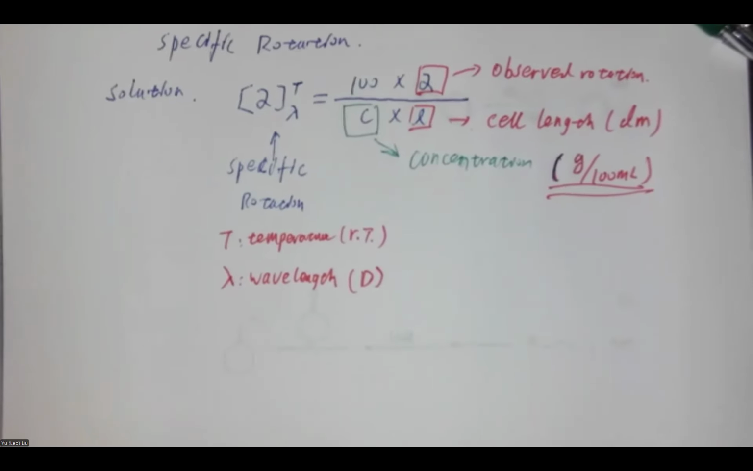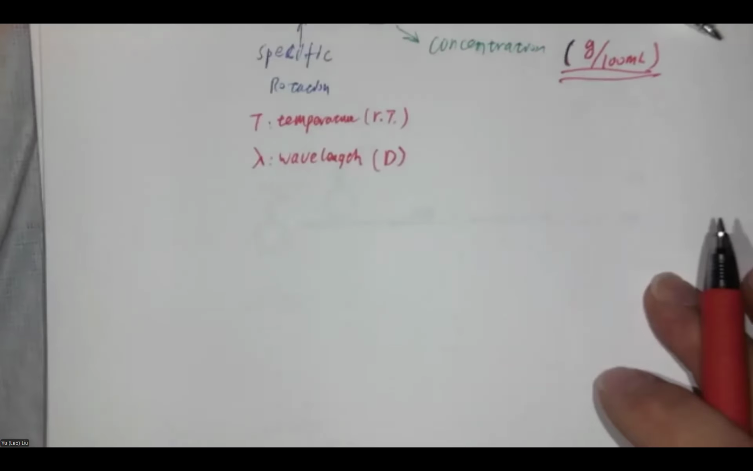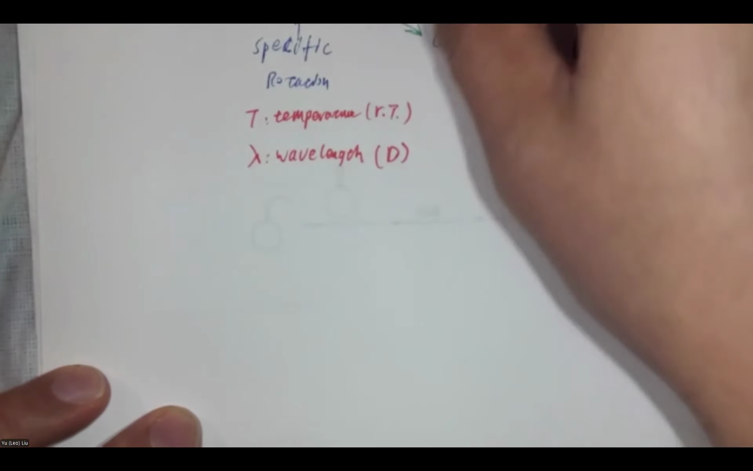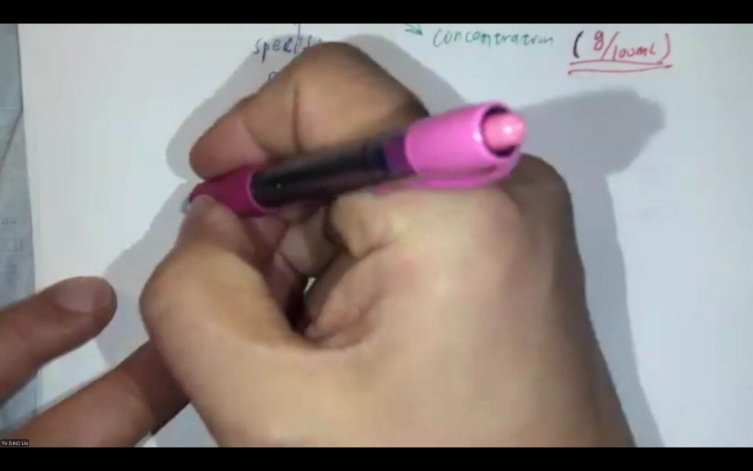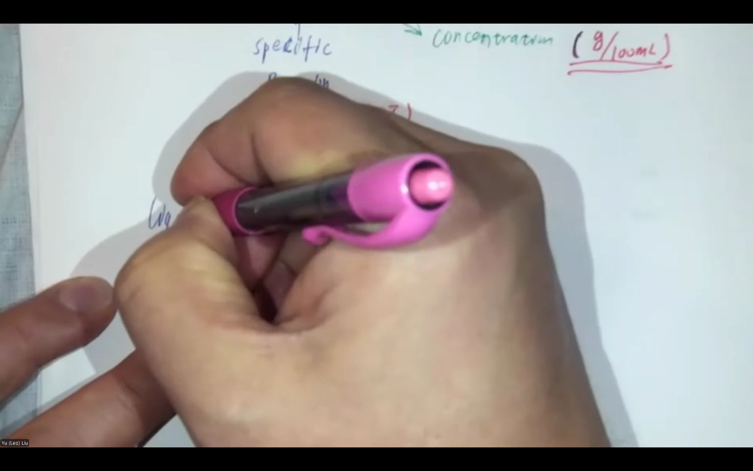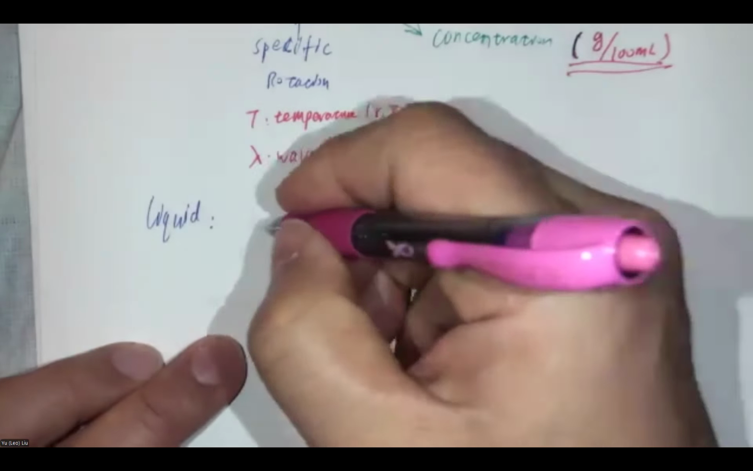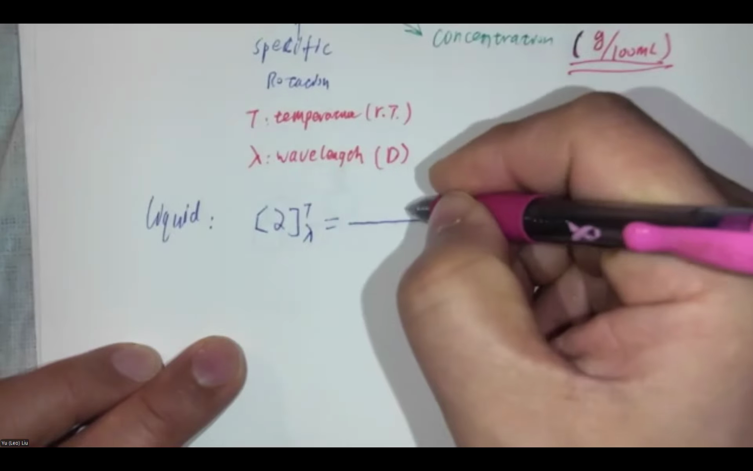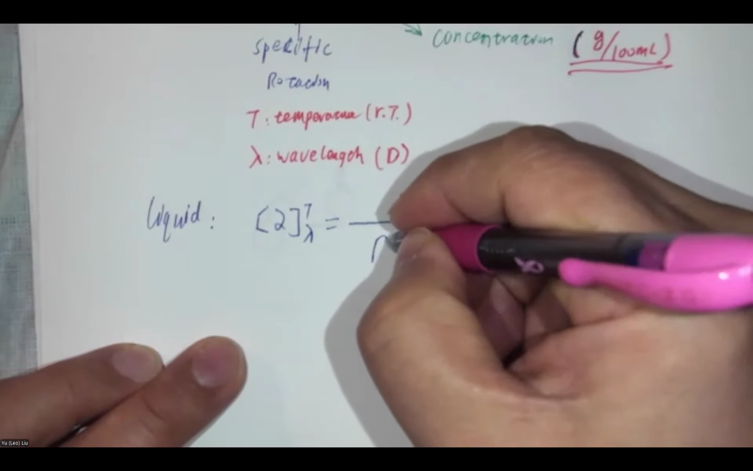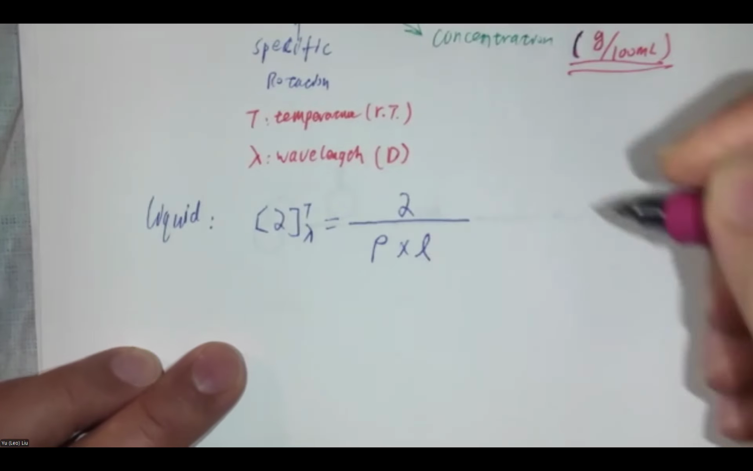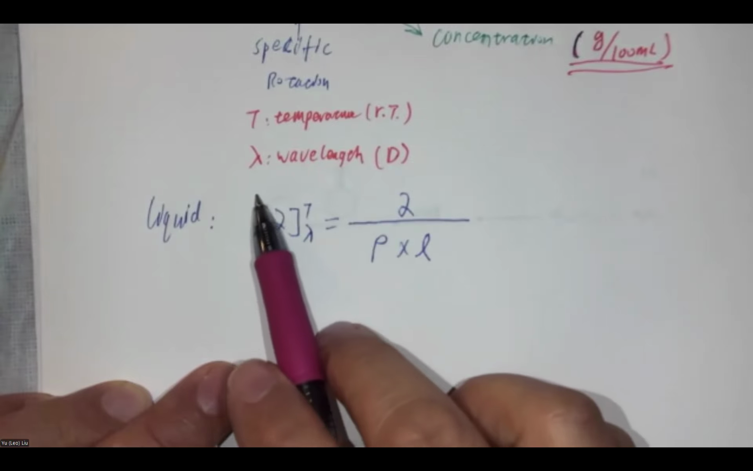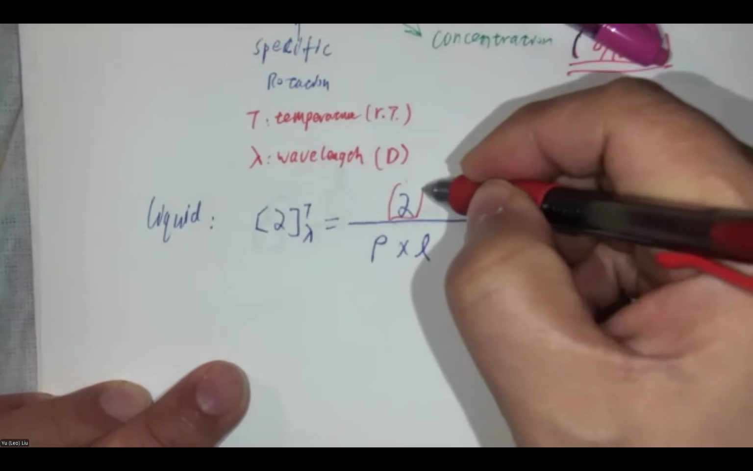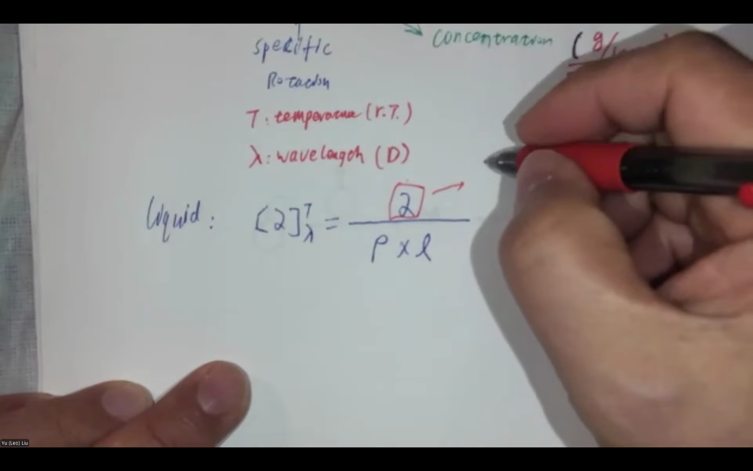Okay. Right. So that's about a pure solution. And the next one is a pure liquid. For a liquid, the formula is actually much easier. So still do it here. Here is still the specific rotation, and this alpha is the observed rotation.